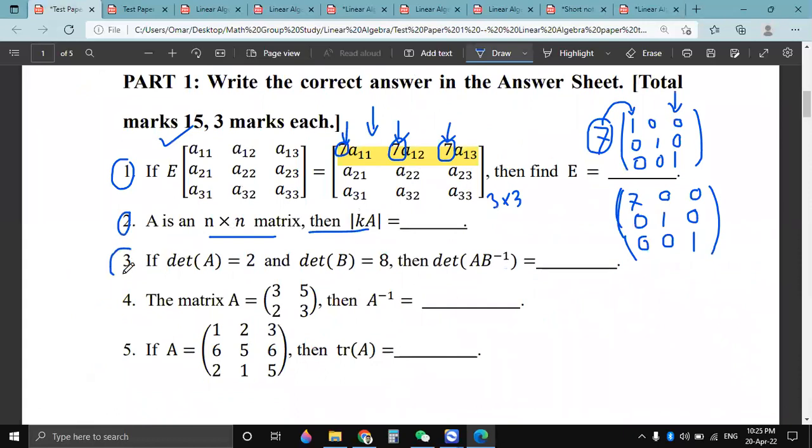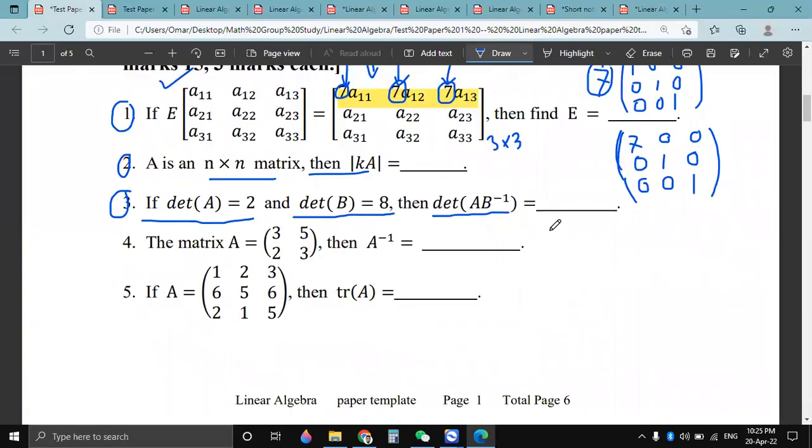So the third question here is, if determinant of A is equal to 2, then determinant of B is equal to 8. So what will be determinant of A into B inverse? So A into B inverse means determinant of A multiplied by 1 over determinant of B.